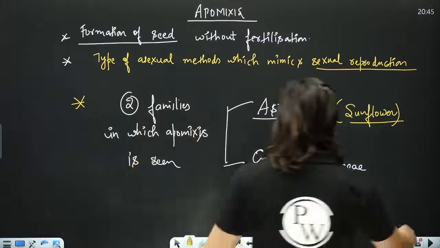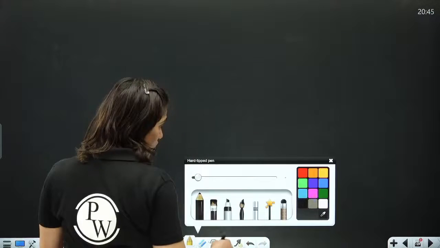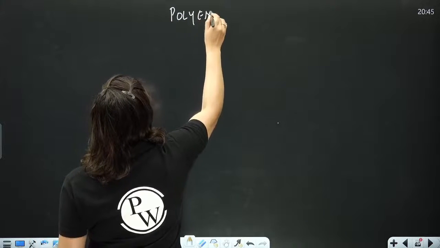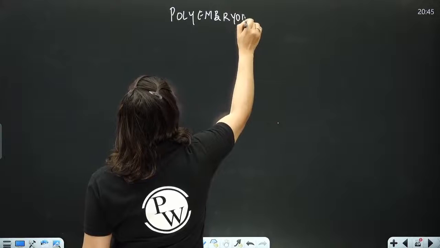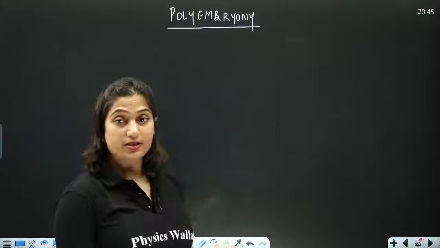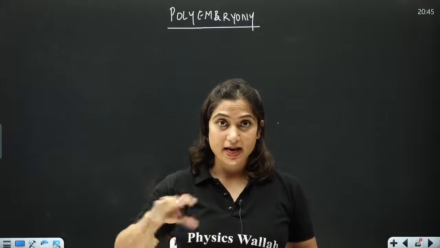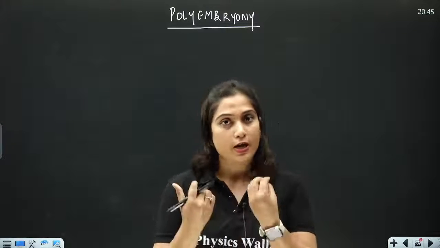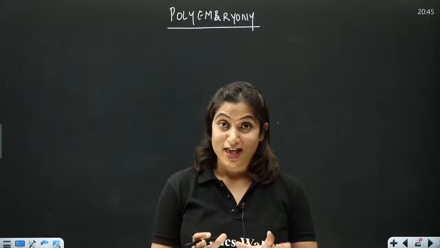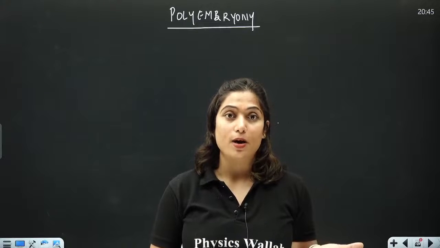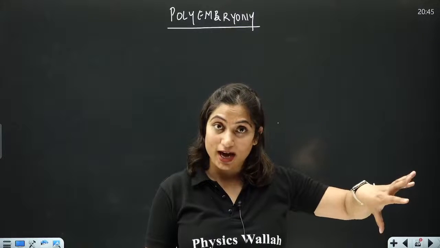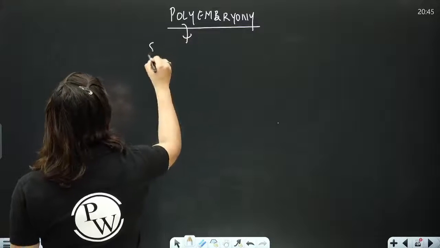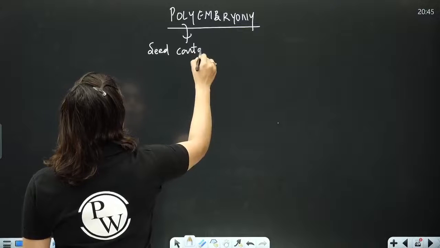Okay. Now what happens here? The embryo is formed without fertilization inside the ovule, and this gives rise to polyembryony. In the seeds of some plants, inside the embryo sac, the normal embryo, which is a product of sexual reproduction, forms. But an extra embryo also gets formed by the nucellus or integument, so that the seed contains more than one embryo. So polyembryony is a phenomenon where a seed contains more than one embryo.